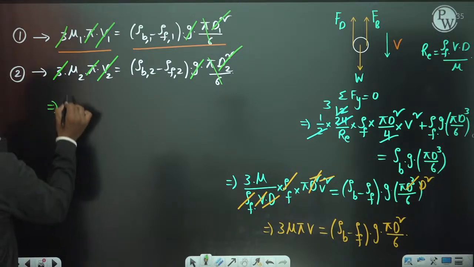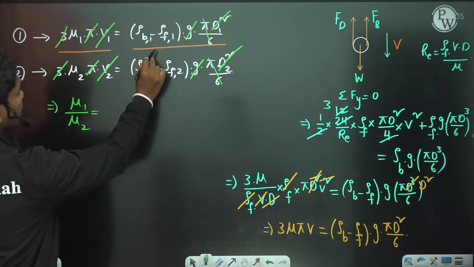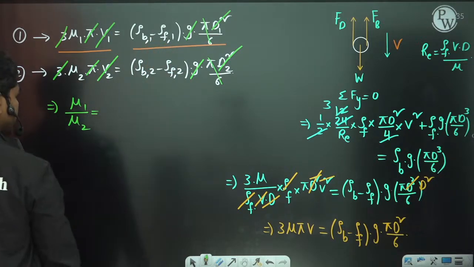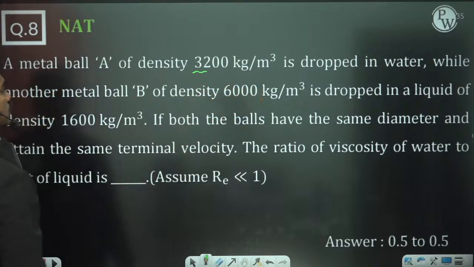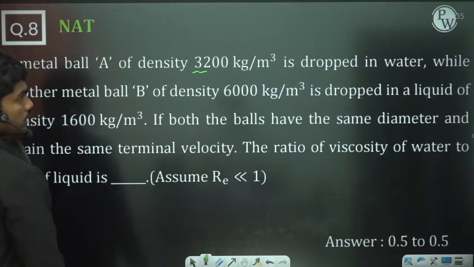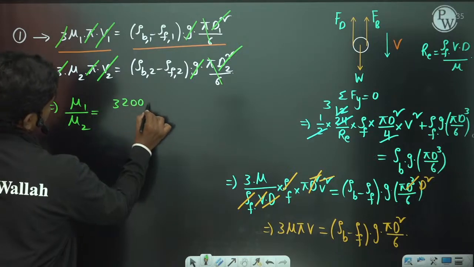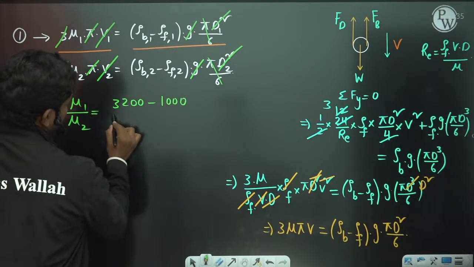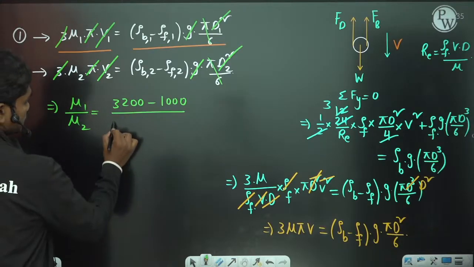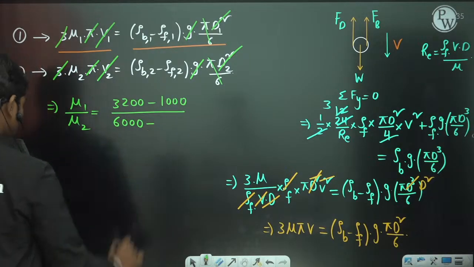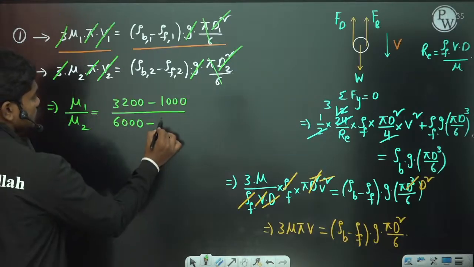So from this equation, mu 1 by mu 2 is equal to density of body minus density of fluid 1 in the first case. The density of body in the first case is 3200, density of water 1000. So 3200 minus 1000 divided by, in the second case the body is moving with a density of 6000, minus, what is the oil density here? Oil is of density 1600 kg per meter cube, so minus 1600.